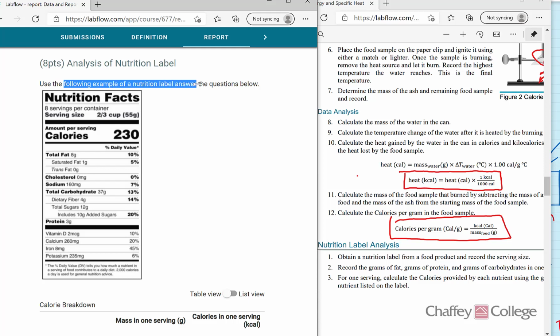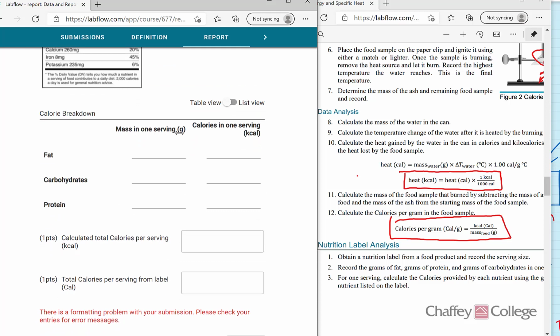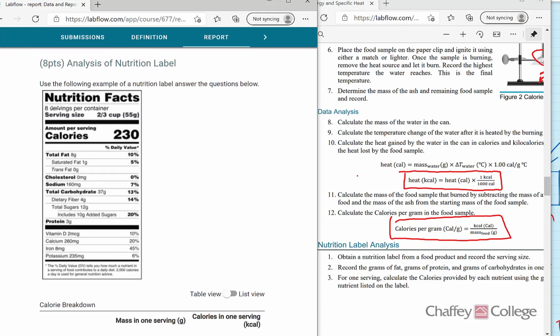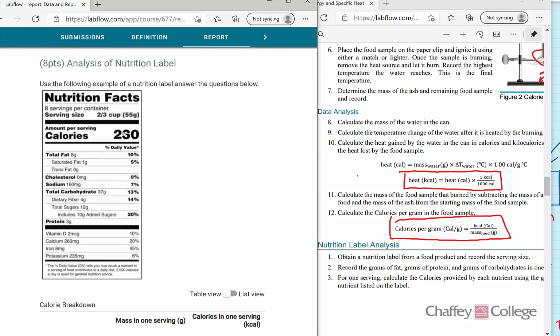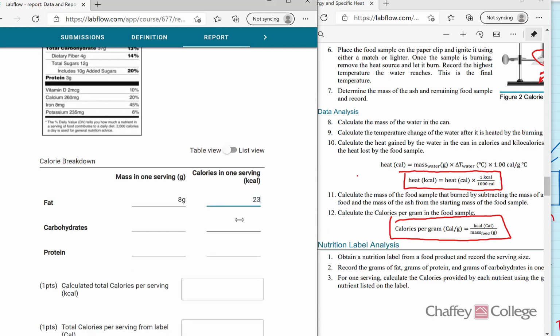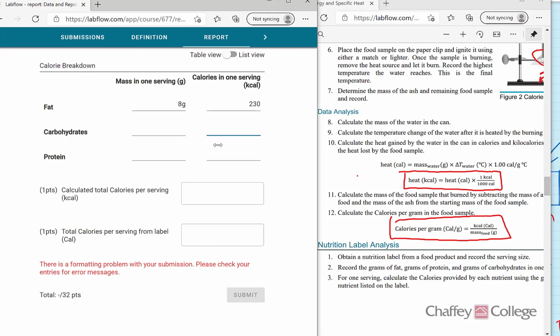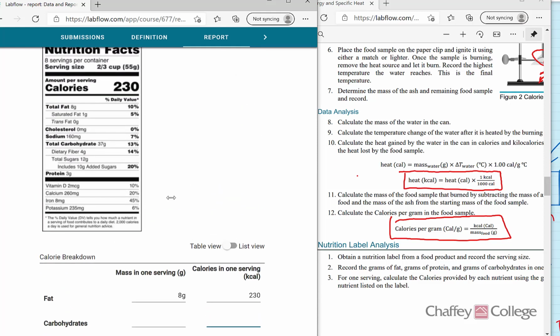Using the following nutritional label, answer the question. This is the label. The first question is mass in 1 serving of fat. So we look at here. In this we have 8 servings, right? So amount per serving: for every 1 serving, we have total fat equals how many? 8 grams. So our answer here will be 8 grams. Calories in 1 serving: that's the calories, 230. And similarly figure out the rest of the answers from this data label.